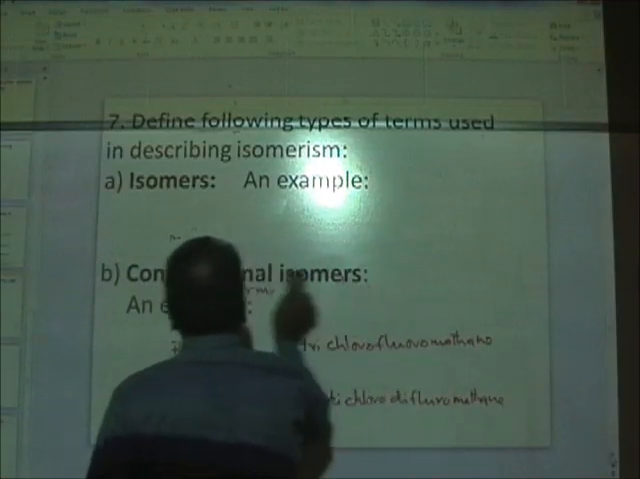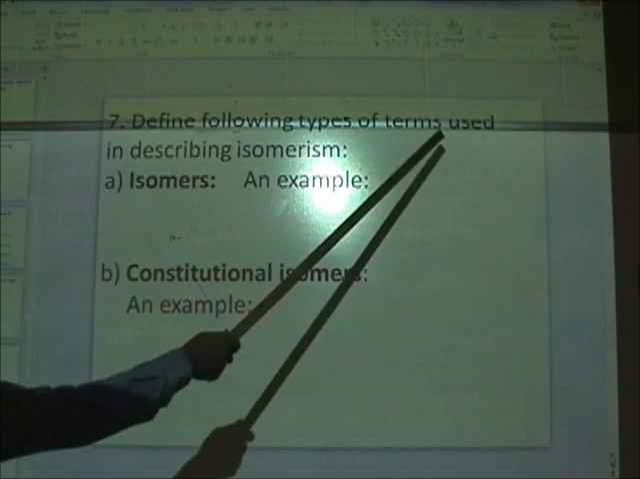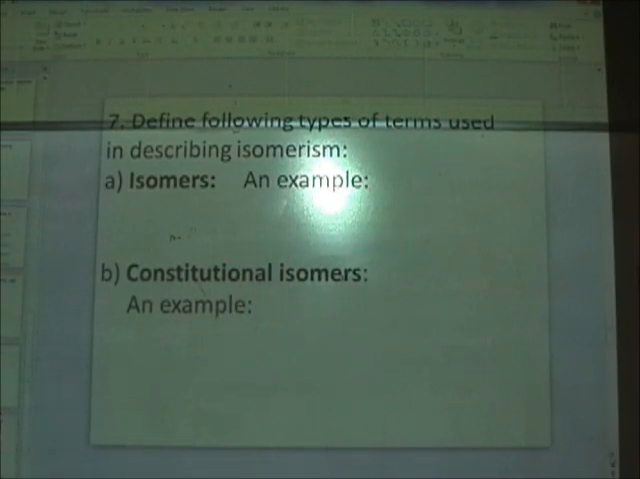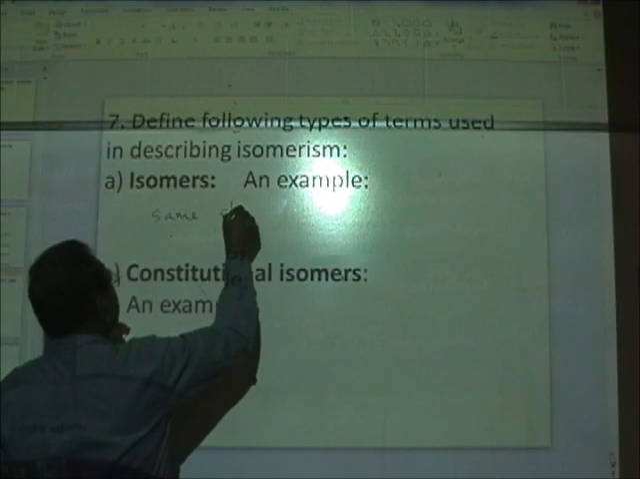Number 7. After that, I'm going to give you a quiz. Define the following types of isomerism or terms used. Now, isomers, I talked about it. Isomers are compounds with the same chemical formula or molecular formula, but different molecular structure, right? The molecular structure could be different. So we're going to explain how the molecular structure is going to be different. Same chemical formula.